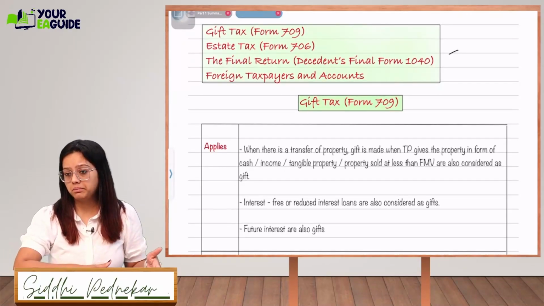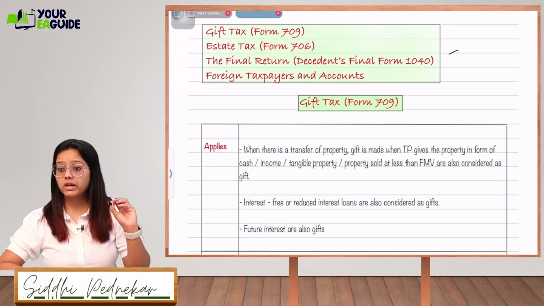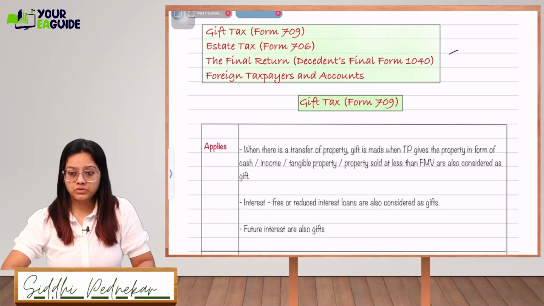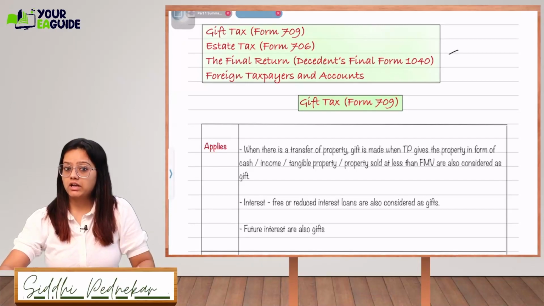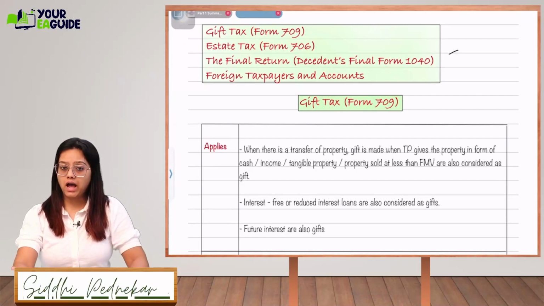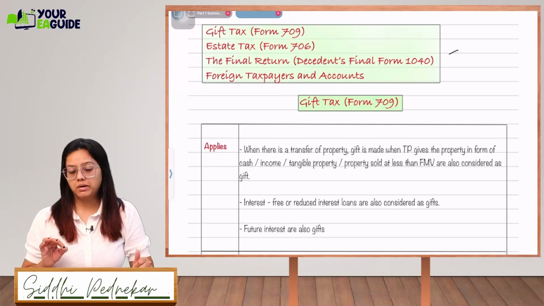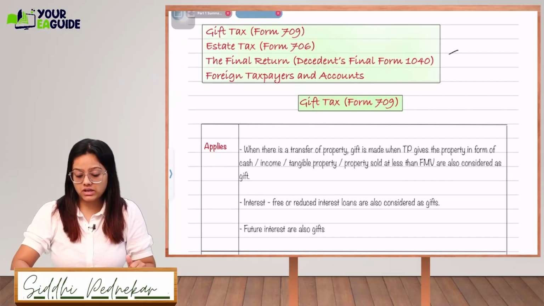A gift is something where a person is alive and is gifting something to other people, let's say cash or in kind. If the value is up to 16,000, there is no need to pay any gift tax. But if the value is more than 16,000, you have to pay gift tax. You have to file a gift tax return for that particular year. And this 16,000 limit is per person.